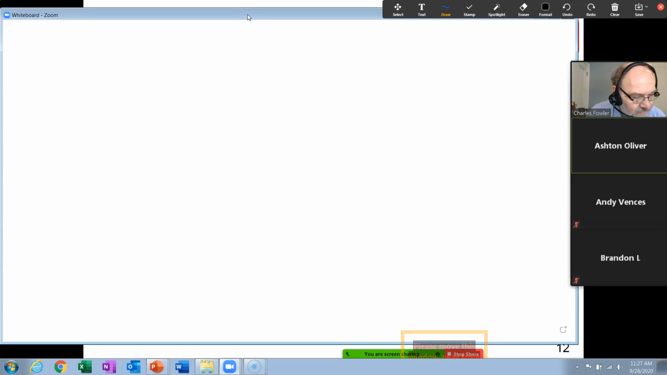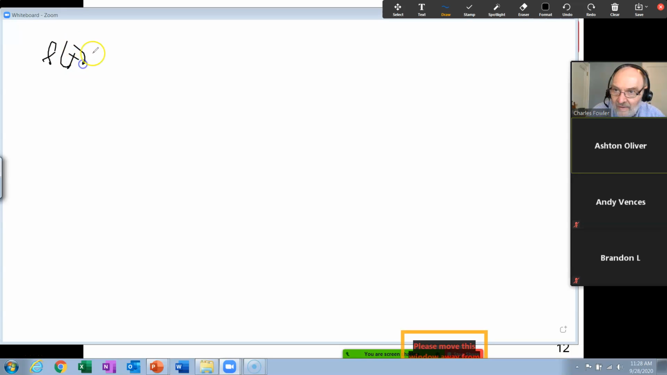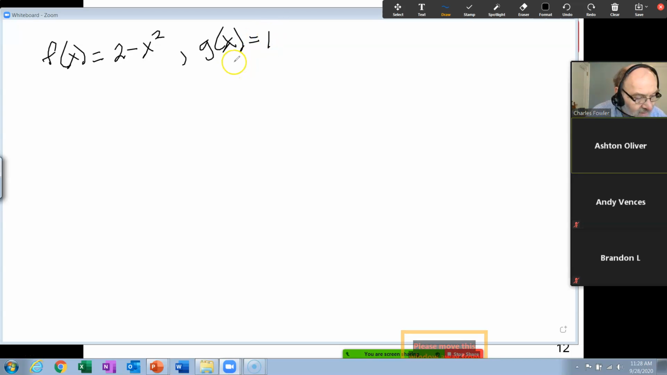So here's example 2. Find the volume of the solid formed by revolving the region bounded by the graphs of f of x is equal to 2 minus x squared and g of x, which is equal to 1, about the line y is equal to 1, as shown in the figure.